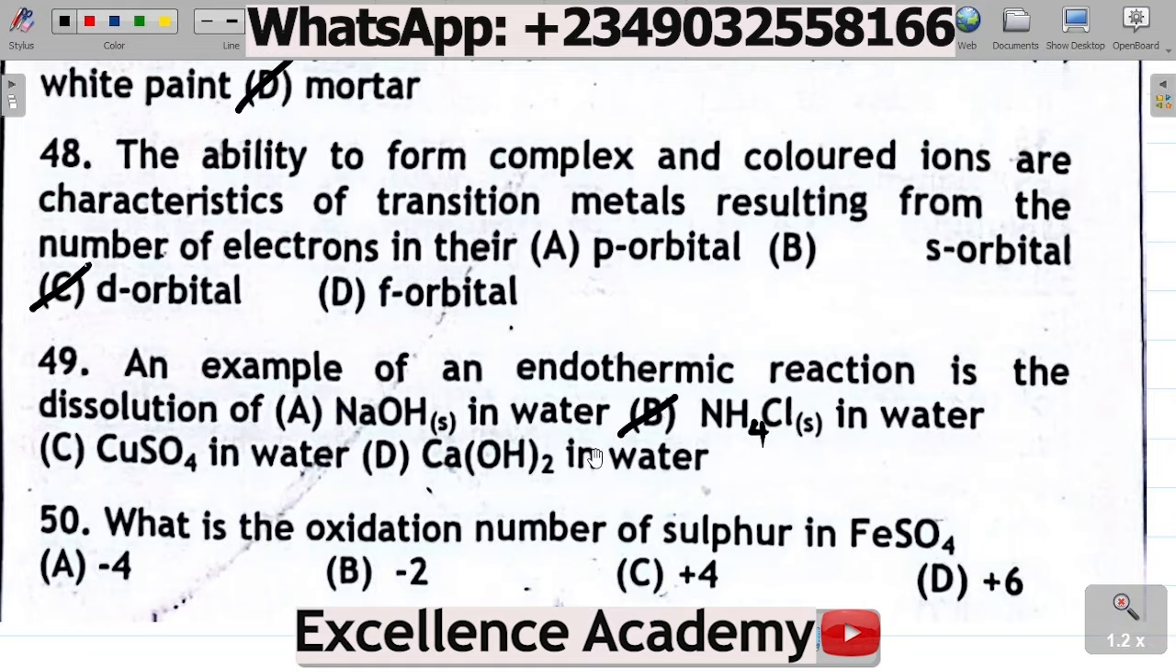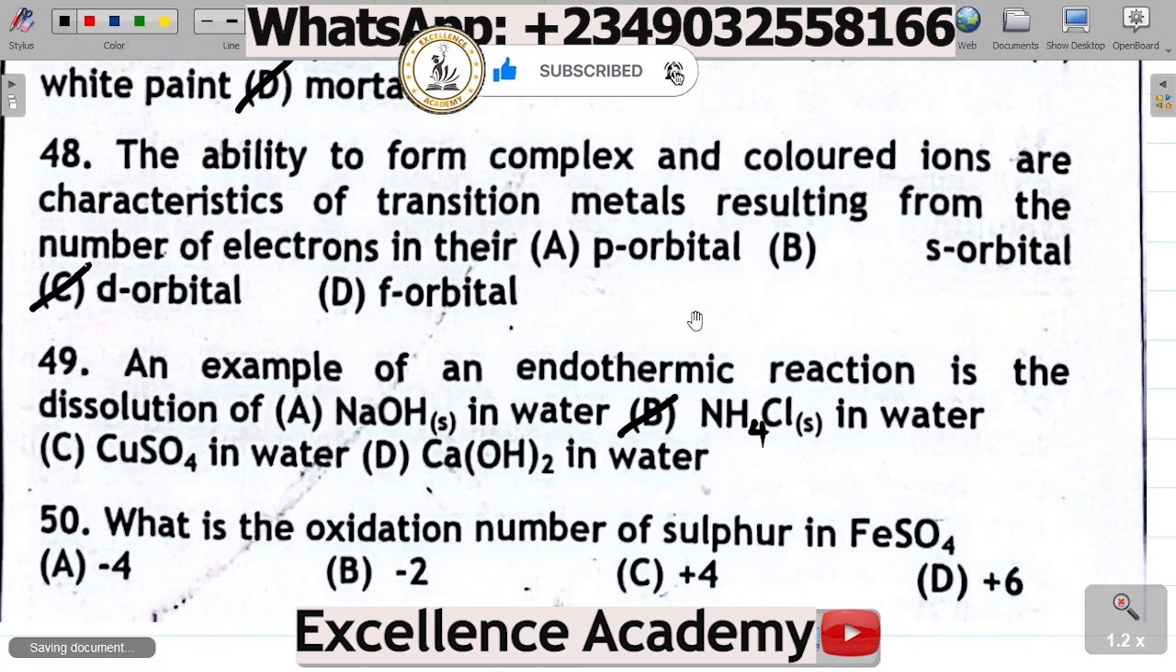You want to note that ammonium chloride absorbs heat when dissolving, which now creates a cooling effect. All right. So hence it is an endothermic reaction. So B is the correct answer.